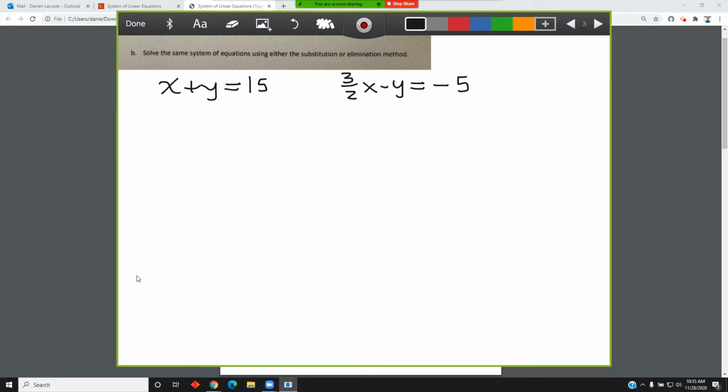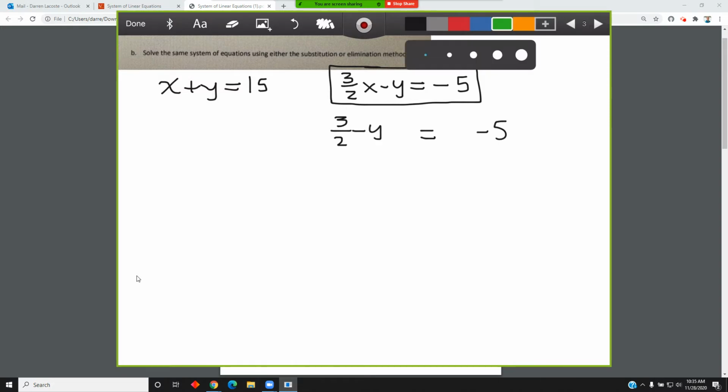Well, the first step of using either one of those methods is to clear away any fractions that you happen to have in any of your equations. And this equation does have fractions. The only denominator is 2, so we're going to multiply both sides of this equation by 2. So the whole left side will get multiplied by 2, and the whole right side will get multiplied by 2.